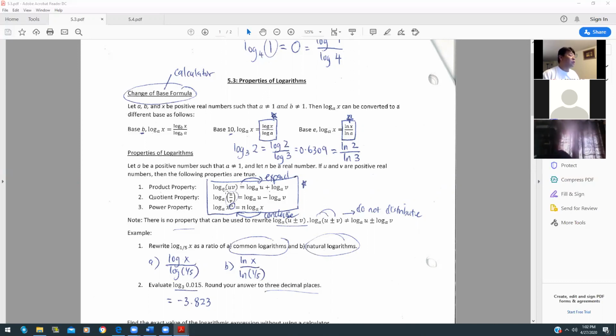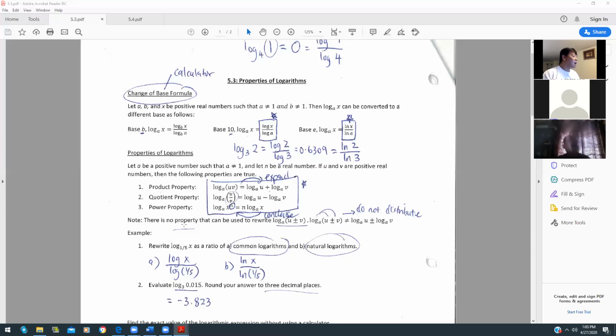I want to point out to you that these properties of log can go both ways. If you go from left to right, we are expanding it. If you go from right to left, we are condensing it, or sometimes we say writing it as a single log. So make sure you know which way we are going, because it goes two ways here.